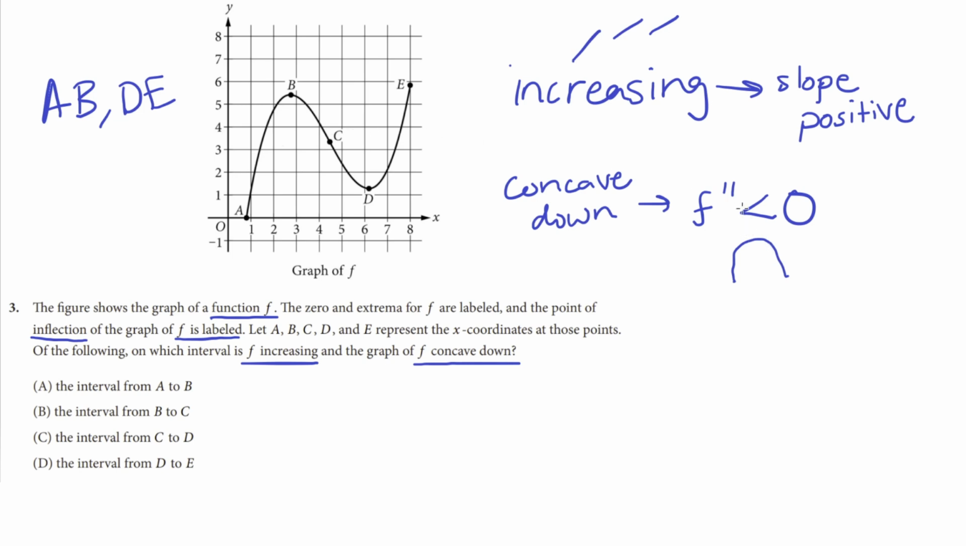So concave down means the second derivative is less than 0, meaning that the slope of the tangent lines is decreasing. Meaning the slopes are getting smaller and smaller. So say the tangent lines look like this until they level off at 0, like somewhere here, and then they become more and more negative.